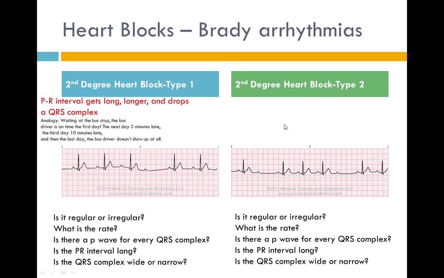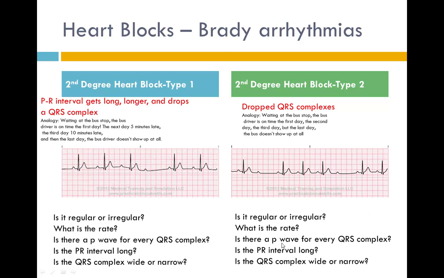So let's take a look at second degree heart block type 2, looking here to the right side. Is it regular? No. We can tell that right away. There's a huge gap between some of these R to R intervals. What is the rate? Again, if this is a 6 second strip, 1, 2, 3, 4, 5, 6, I would say it's more like 5. So 5 times 10 is 50. So 50 beats per minute if we're doing our quick method.